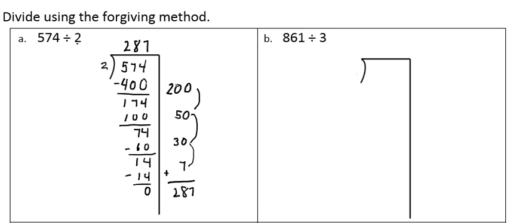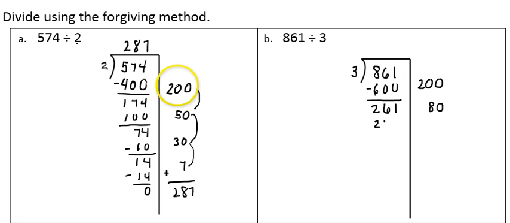Let's look at one more example. Here I have 861 divided by 3. Let's see, I'm going to start with 3 times 200, because that would be 600, and that seems like a good place to start. I subtract, and I get 261. I know I can't do 100 because that would be 300. That's too big. How about if I do 80? Because 8 times 3 is 24. 80 times 3 would be 240. That gets me pretty close here.